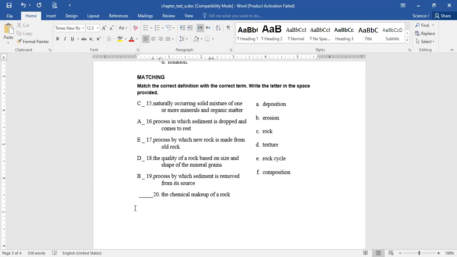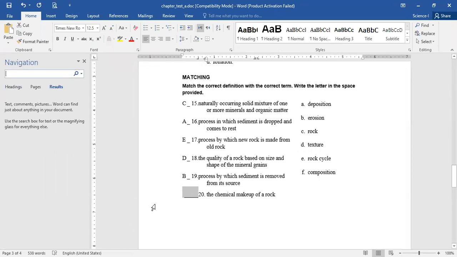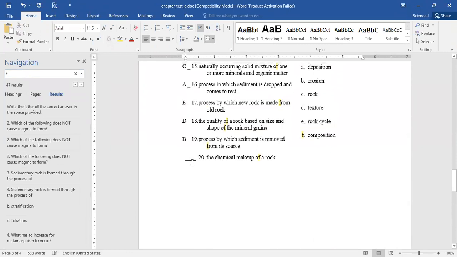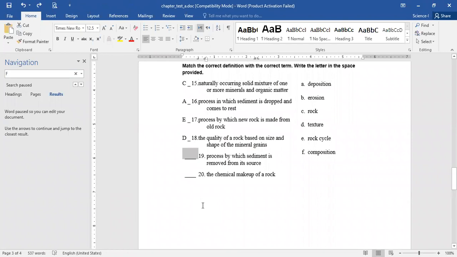Question 20. The chemical makeup of a rock. What do we call this? Of course, that's the last one. It's the composition. So this one is erosion.